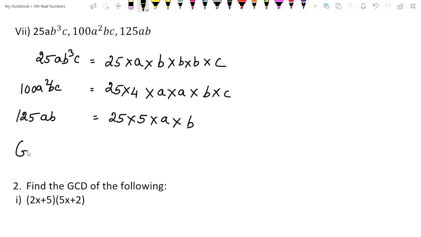So GCD equals, first find out the common factor here. 25 is present in all the terms. Next a, next b.